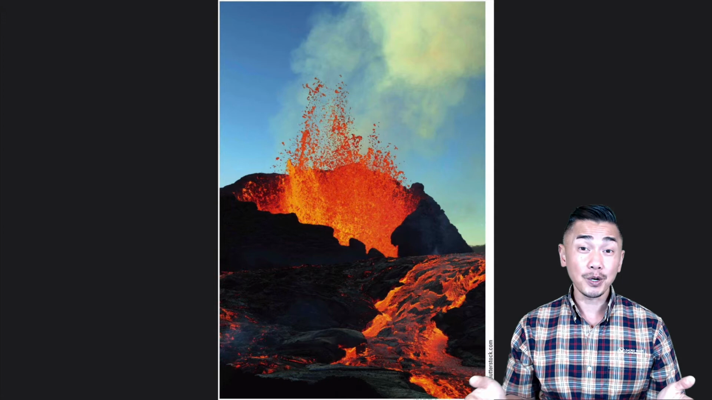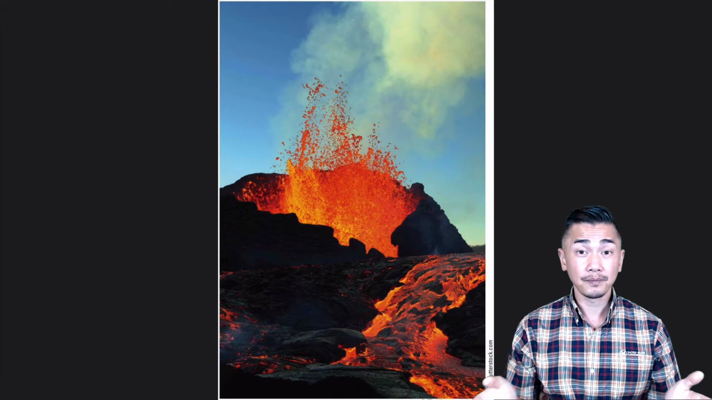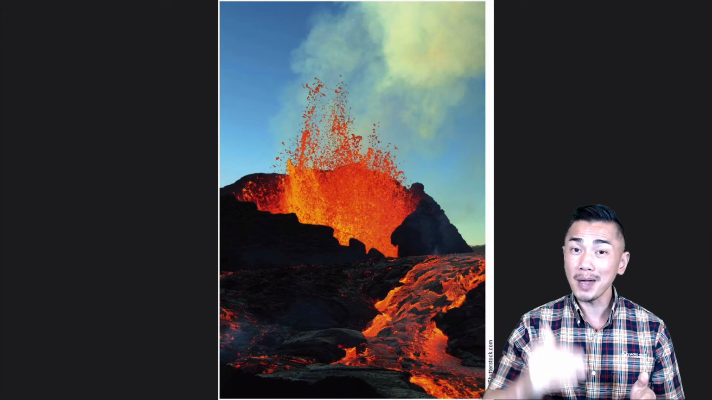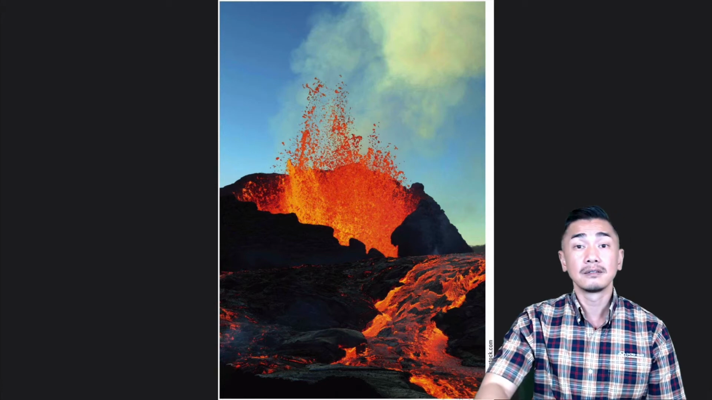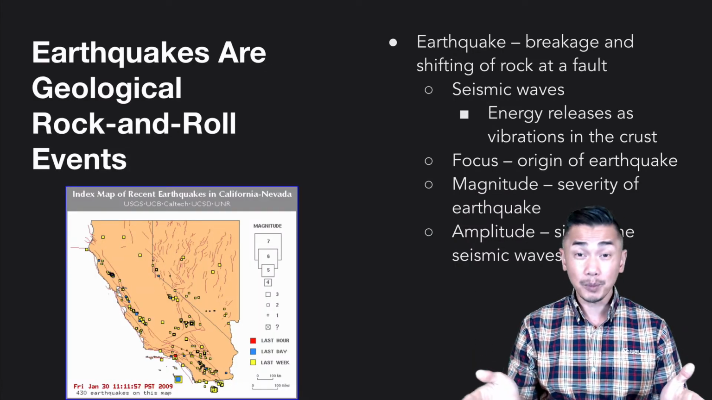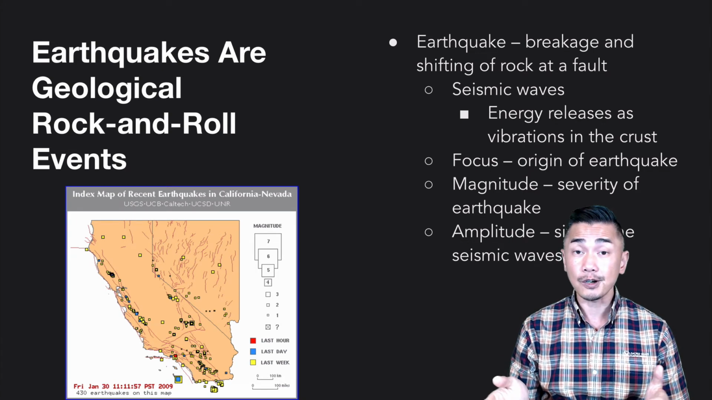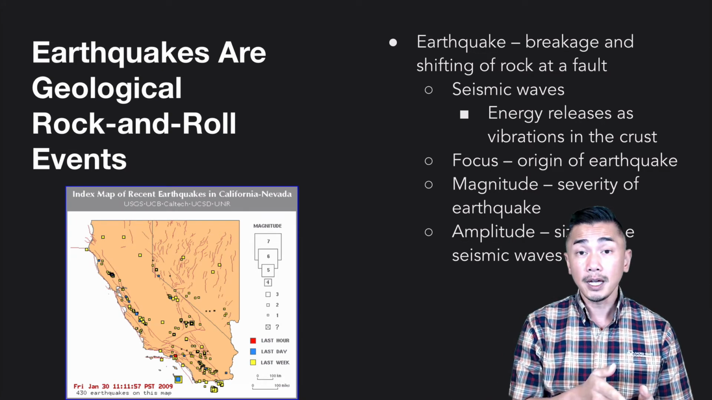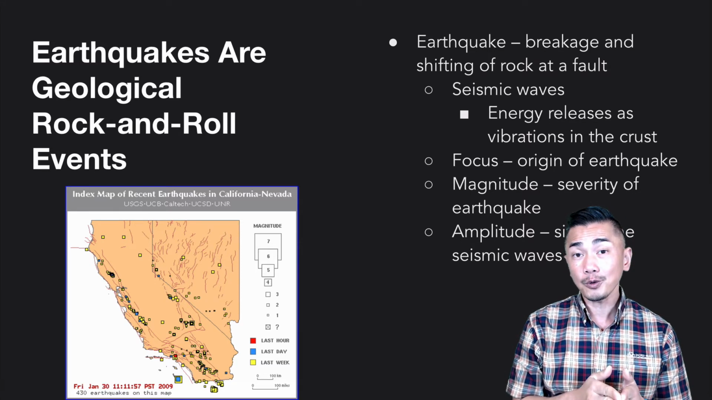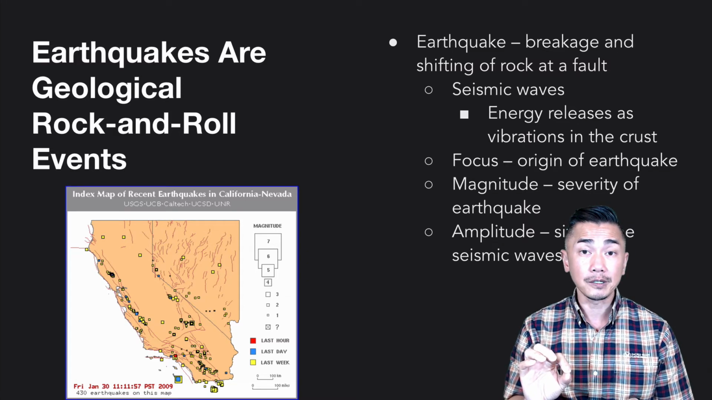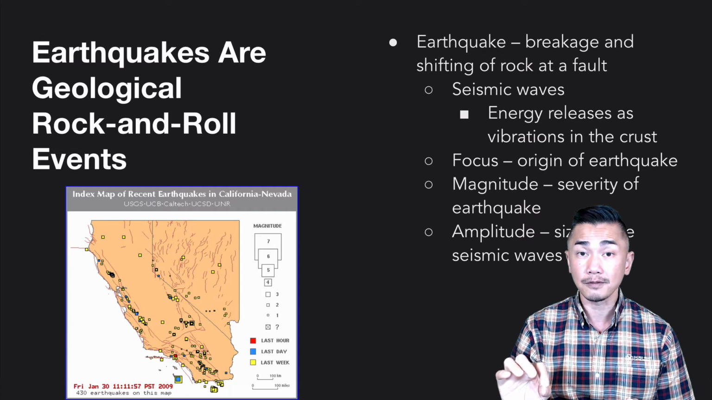This is another photo of a volcanic eruption. It also shows how when magma reaches the Earth's surface, it then is called lava. Places along a plate boundary where earthquakes occur are called faults. An earthquake occurs when there is breaking and shifting of rock at a fault. When an earthquake occurs, energy is released as vibrations in the Earth's crust called seismic waves.